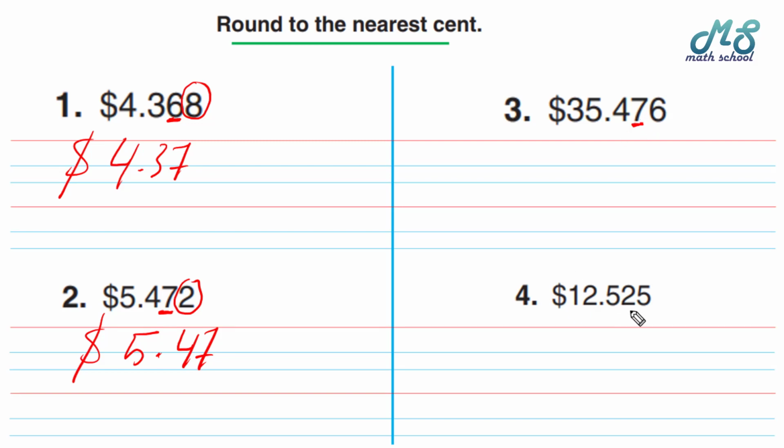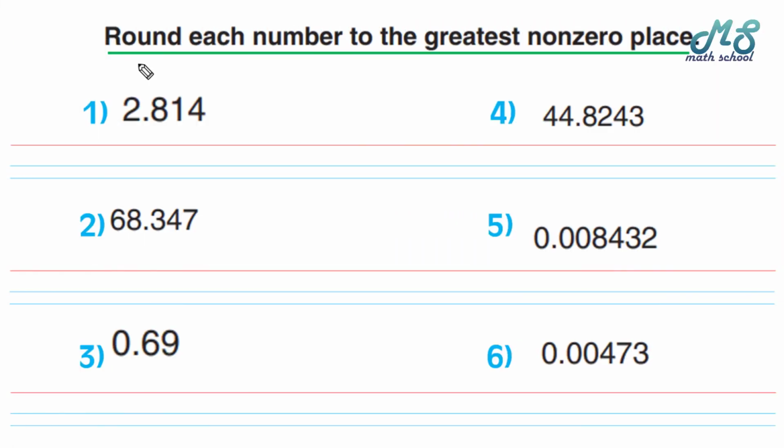The rounding place is 2. Circle the right digit, which is 6, 5. Apply the same rule. You have to change 7 to be 8. Now we get $35.48. Next, the circled digit is 5. Now add 1 to 2 to be 3. We get $12.53.